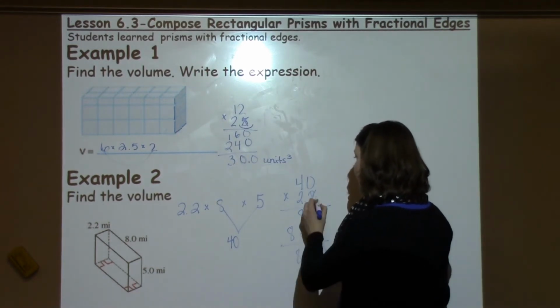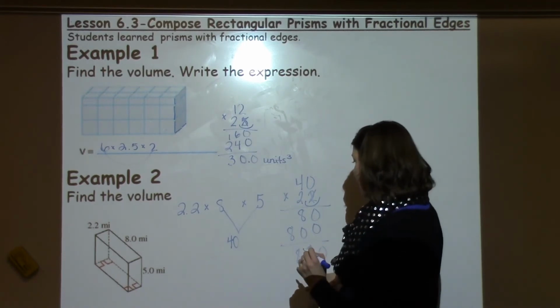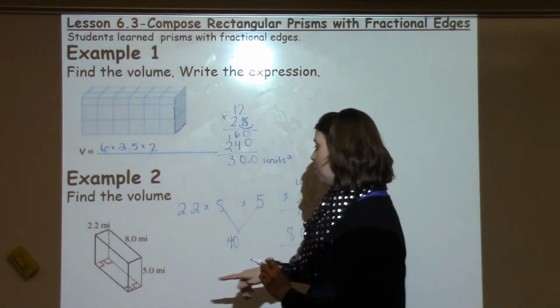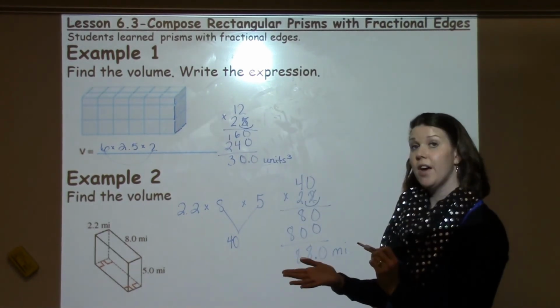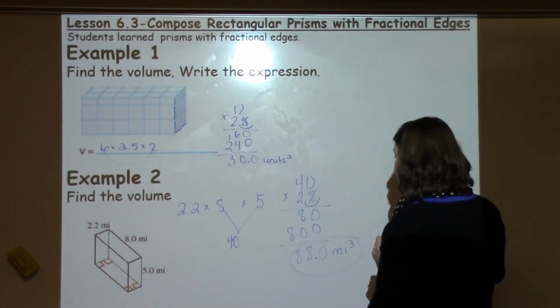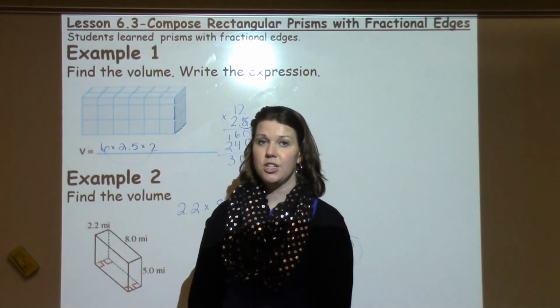my 880. I need to put my decimal in there, so I'm going to hop it over 1, hop it over 1, and then I've got 88. I need to go back to my units, and I need to notice that it's miles, MI, and then again I'm working with volume, so it's going to be cubed. So for a final answer of 88. If you have any questions about today's math lesson, make sure you see your math teacher.